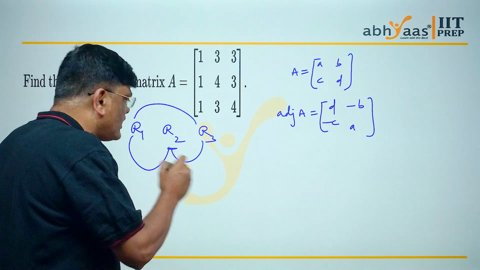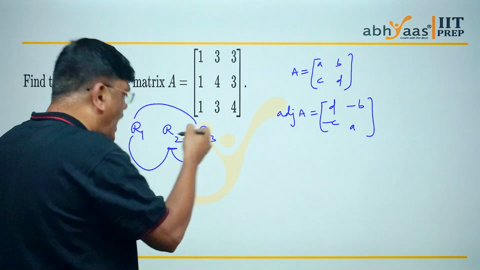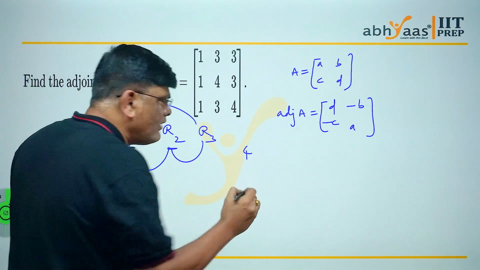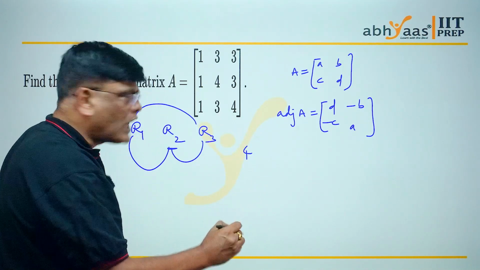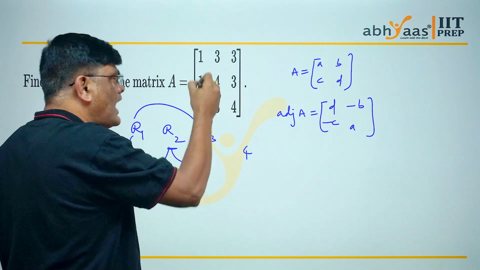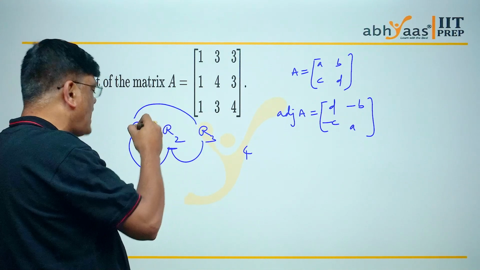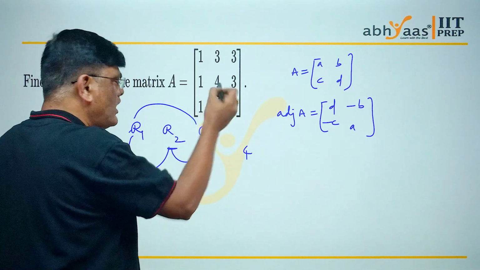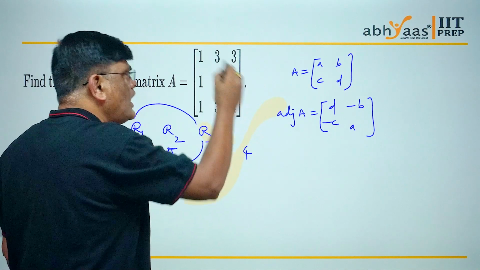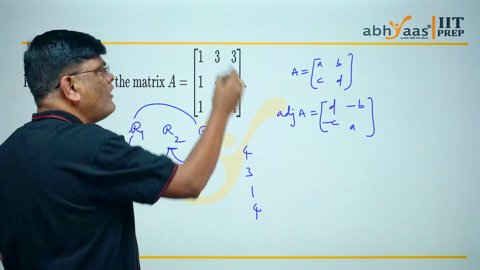First I will start with R2. Here the R2 elements are 1, 4, 3. In this also I will follow this procedure. First I will start with 4 and write the elements column wise: 4, 3, then 1, 4, the same structure. Starting from R2, moving to R3 and R3 to R1, again R1 to R2. So here first I start with R2 and especially the middle element: 4, 3, 1, 4. I am writing it column wise, so it's 4, 3, 1, 4.